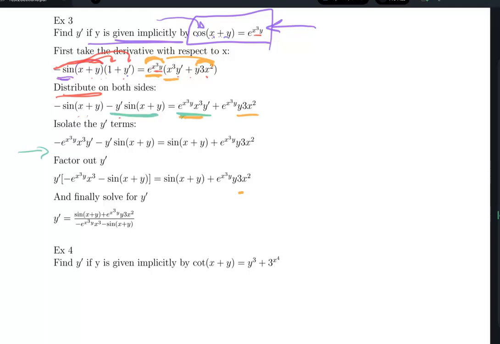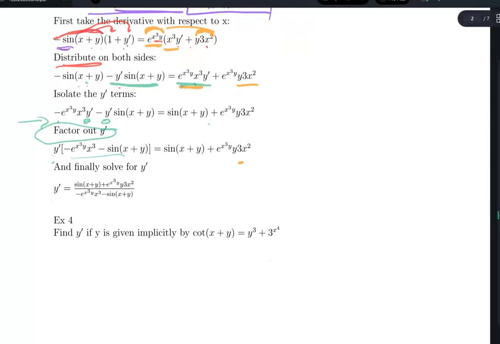So I chose the left-hand side to put the y prime guys over, so subtracted that. And then I added that over. So then it's your job to factor out the y prime, and then finally divide through by this so that you get y prime equals.